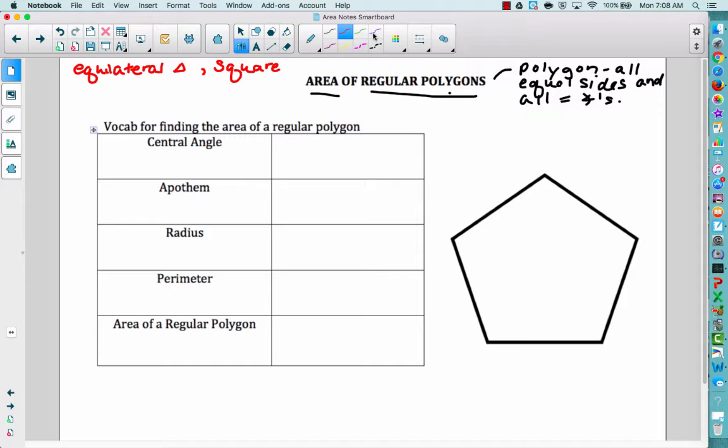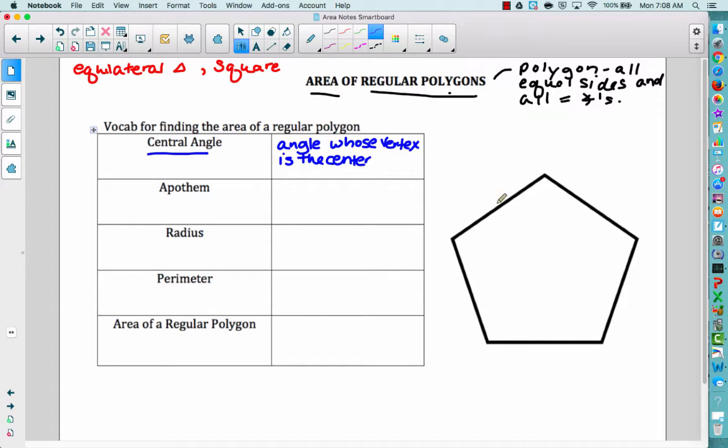All right, in order to get started with area of regular polygons, we do need to have some vocab to help us. So we need to know what a central angle is. A central angle is an angle whose vertex is the center of the figure, whose vertex is the center and sides contain consecutive angles.